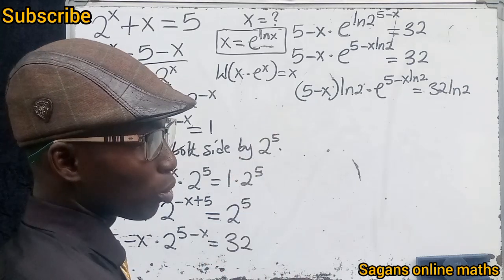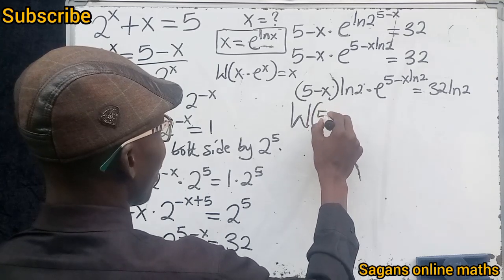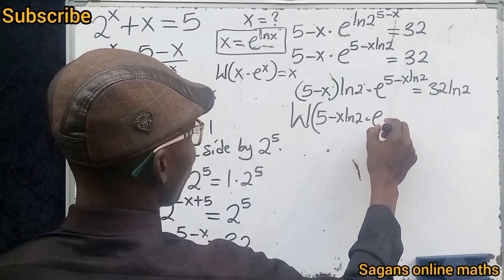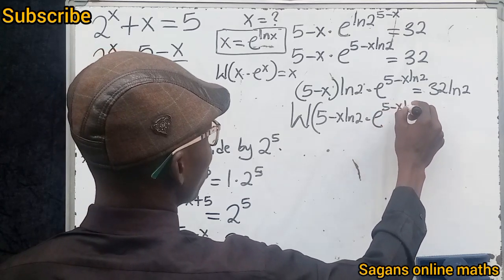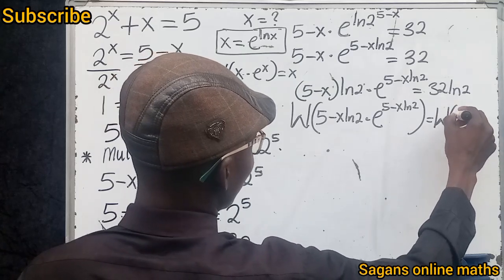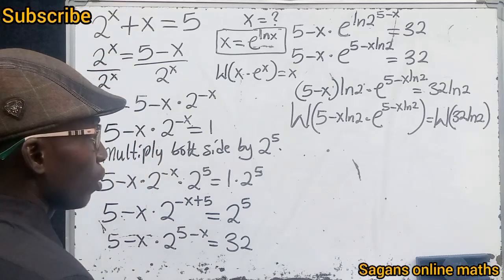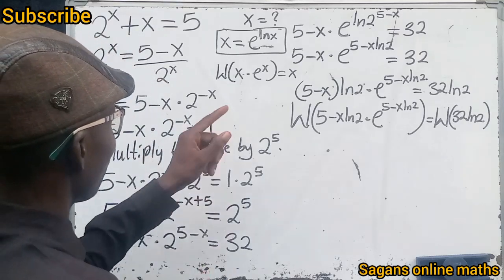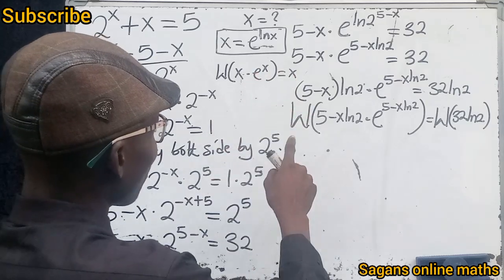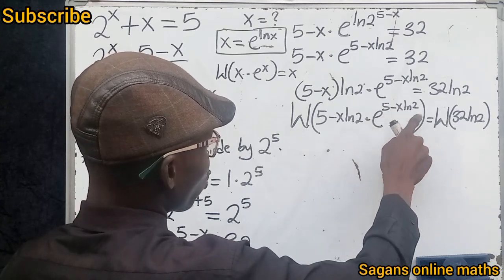From here I can take the Lambda W function of both sides. That means the Lambda W function of 5 minus x ln 2, multiplied by e raised to the power of 5 minus x ln 2, is equal to the Lambda W function of 32 ln 2. Wow, this is beautiful. Now you see from the definition that the Lambda W function of x multiplied by e raised to the power of x equals x. That means the Lambda W function of 5 minus x ln 2 multiplied by e raised to the power of 5 minus x ln 2 just gives us what?